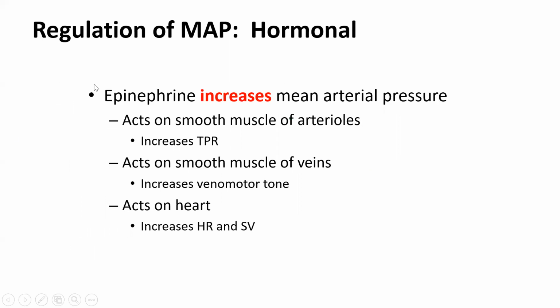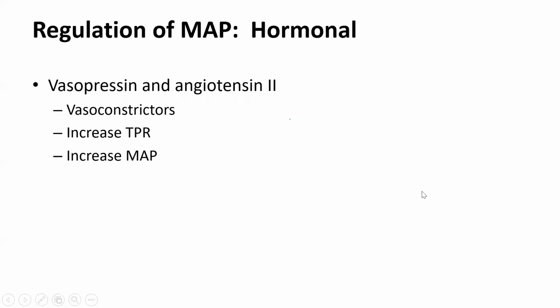And so epinephrine is going to increase mean arterial pressure. It's going to act on the smooth muscle of our arterioles. It's going to help increase that total peripheral resistance, which we just talked about. It's also going to act on our smooth muscle in the veins, which is going to increase that venomotor tone, again, sort of decreasing the compliance of veins. And then it's also acting on the heart, both the heart rate via the SA and AV nodal cells, as well as stroke volume via the contractility of the heart, okay?